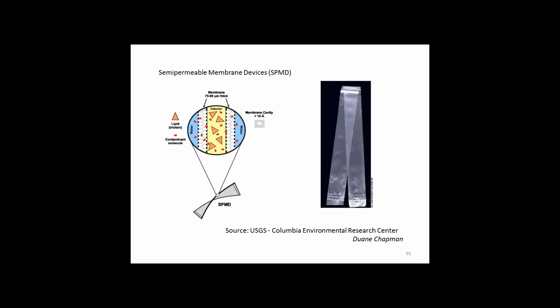This device is most often used to act as a surrogate for aquatic fish tissue analysis. In this example, there's a gel called trialine that's placed between the two membranes, and it's put into the sediment. It's allowed to equilibrate with the sediment pore water chemistry, retrieved, and then analyzed for the contaminants of concern.